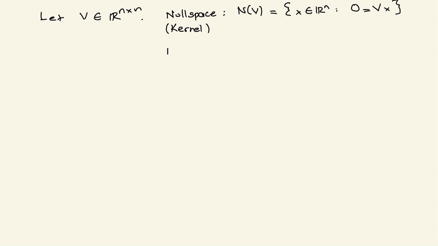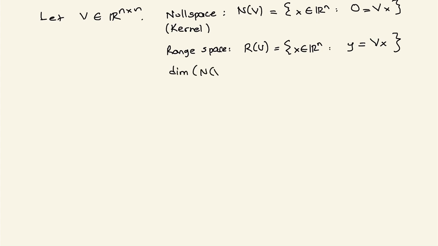Now the range space, shown as R(V). Definition-wise, for x in R^n, when you multiply V by x, it produces something. That is the range space. And an interesting property: the dimension of the null space of V plus the dimension of the range space of V equals n. The dimension of an n by n matrix is n.